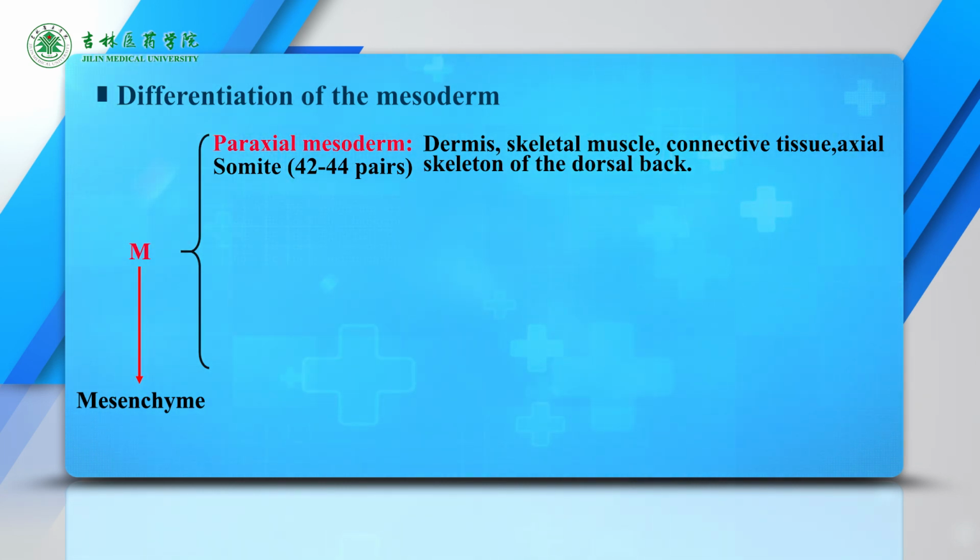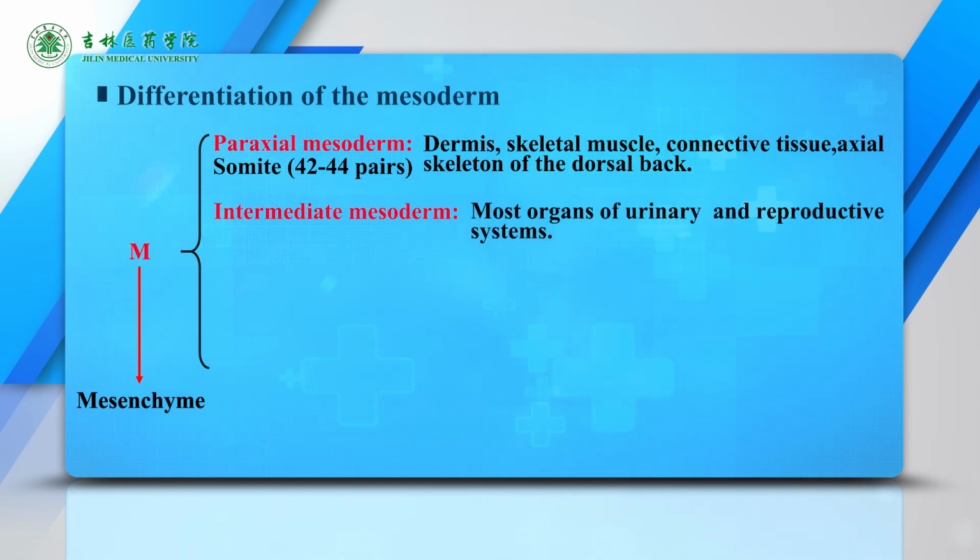Most of the notochord will degenerate and disappear, and only the nucleus pulposus remains in the intervertebral disc of the spine. Intermediate mesoderm, located between paraxial mesoderm and the lateral mesoderm, differentiates into the main organs of urinary and reproductive systems. Lateral mesoderm.